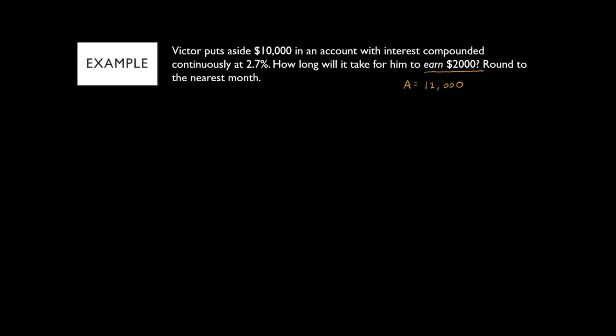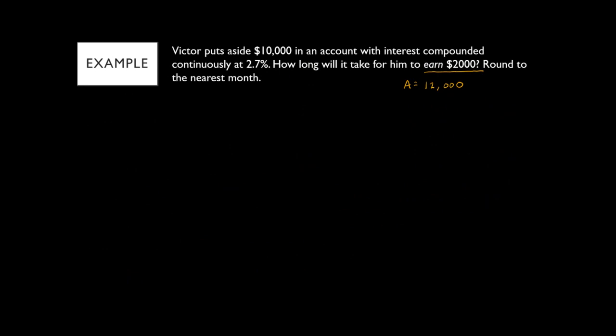Okay, so back to this one here. Earning $2,000 does not mean when does the amount equal 2,000. It's 2,000 on top of your amount. So that's going to be 12,000 there. So that's something that it would be really easy to miss.